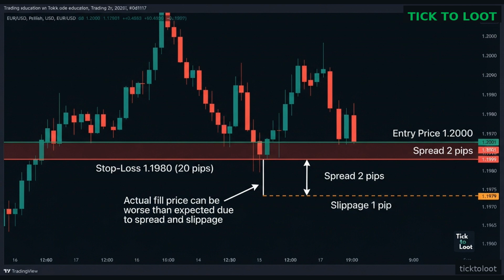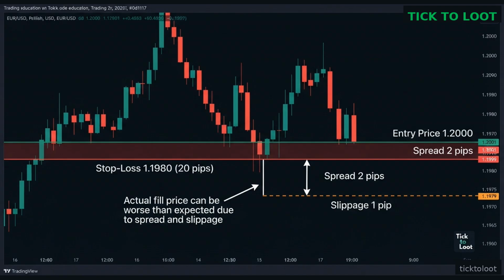In Forex, the spread for a pair like euro to US dollar might be 2 pips, meaning the best ask price you can buy at is 1.2002, while the best bid price you can sell at is 1.2000. If you place a market order to buy at the ask, you immediately start the trade 2 pips away from the midpoint, which already reduces the distance to your stop loss.